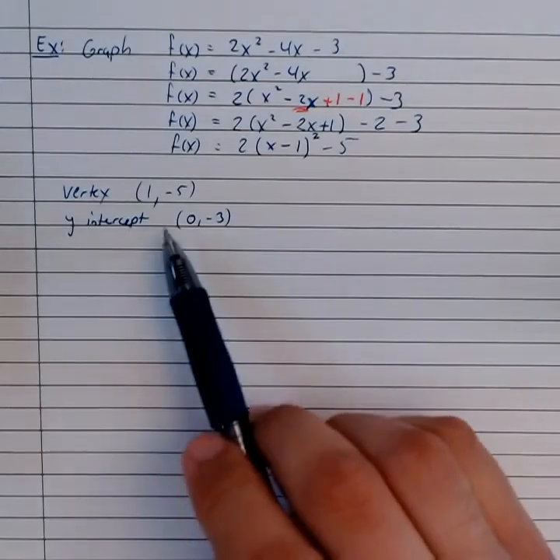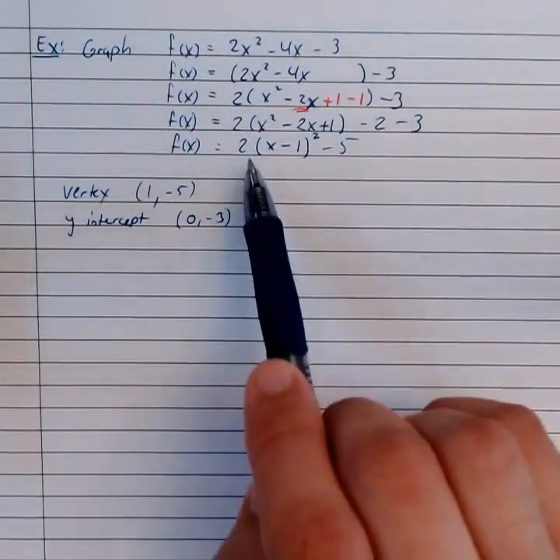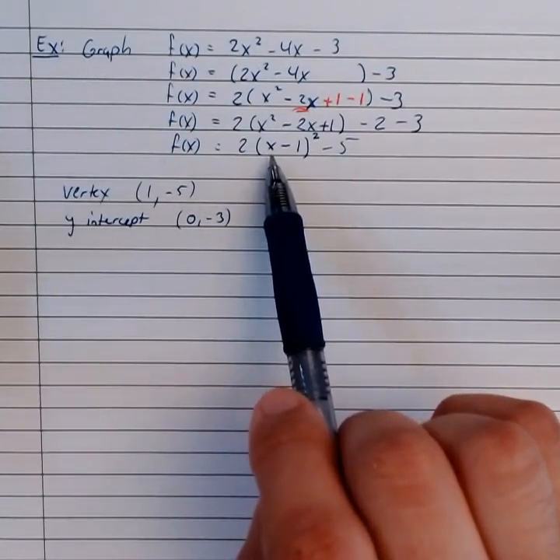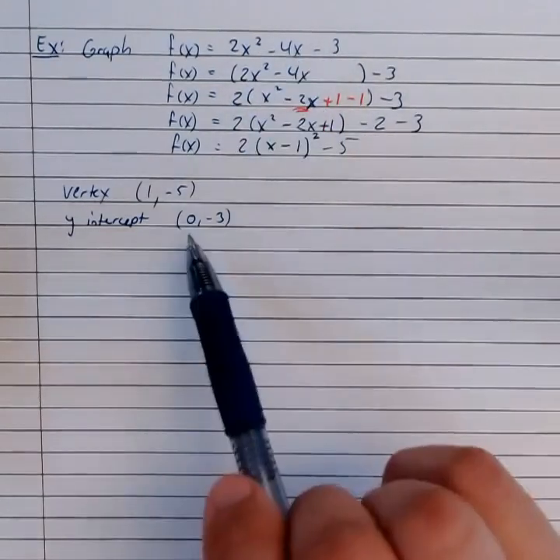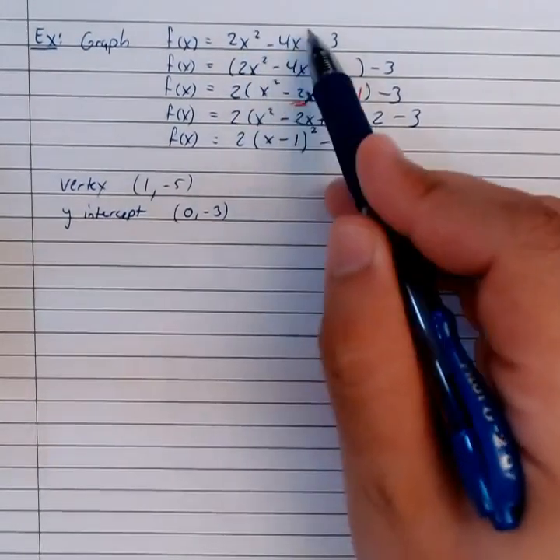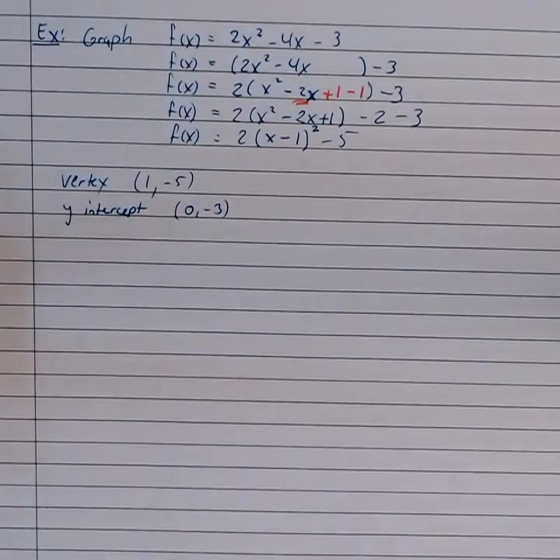So the y-intercept is actually a little bit simpler if you use the standard form. Now, if you want, you can use the vertex form, plug in a 0 right there, and it's really only going to take you an extra few seconds to simplify. But this one, you don't have to simplify. If you set x equal to 0, that makes this 0, that makes this 0, and you're only left with the minus 3 to be y.